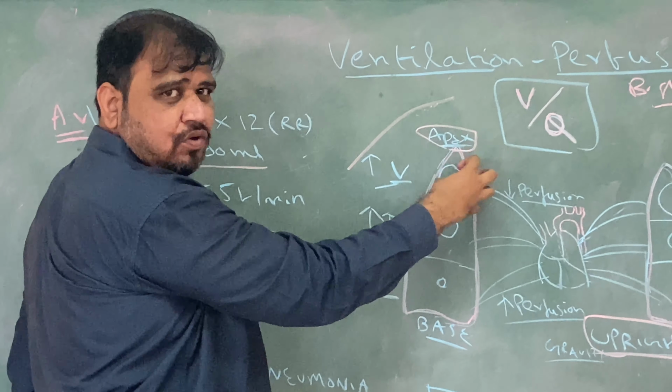Whereas in base of lung, the lung is also trying to move downwards, and the diaphragm which is present below is also moving downwards. So both are moving downwards. So what happens, there are no opposite forces which will cause a suction. So that suction is absent there. That's the reason for the alveoli size decreasing from apex to base. Now coming to next point.